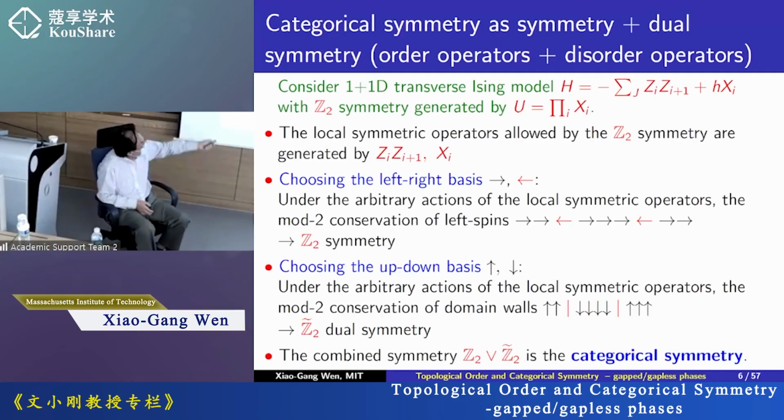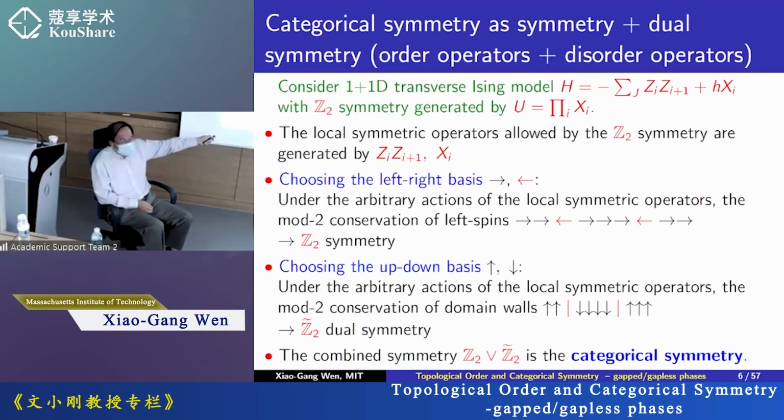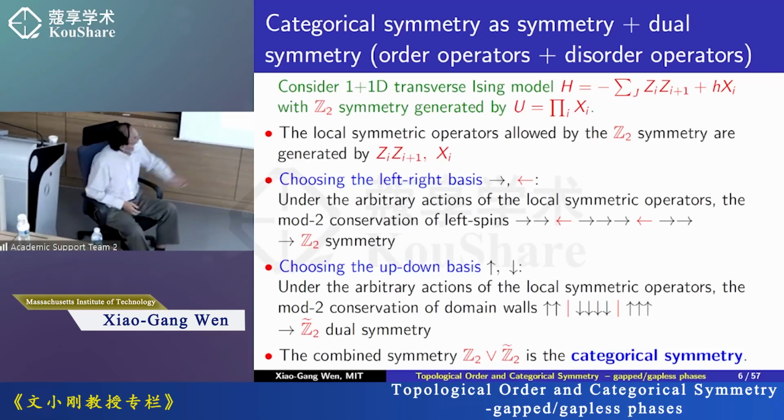So it's very similar to the left spin. There's a Z2 conservation for the left spin, and there's a Z2 conservation of the domain wall, the up and down domain wall. That's it. So the Z2 mod 2 conservation of spin is a Z2 symmetry, the ordinary one. And for the domain wall, the mod 2 conservation is a Z2 dual symmetry. We call that dual symmetry. For people who are familiar with disorder operators, this domain wall is like a disorder operator, something along that direction.